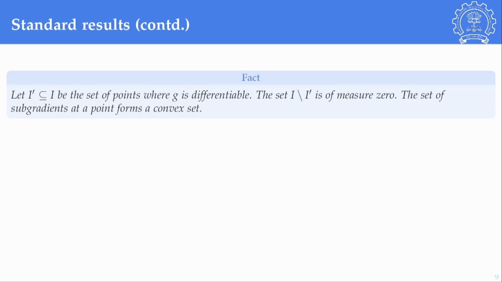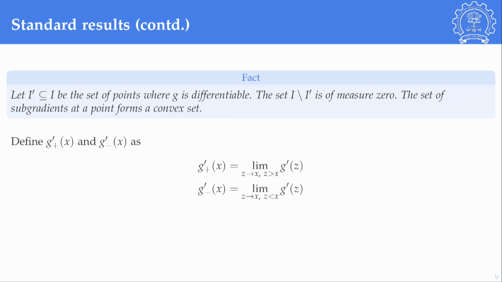So let us say this I prime is the points like those, the intervals where it is differentiable. I am taking those points, I primes, out from an interval. The set is already measure 0, that we have already seen, there can only be countably many such points. The set of subgradients at a point forms a convex set. So what does that mean?